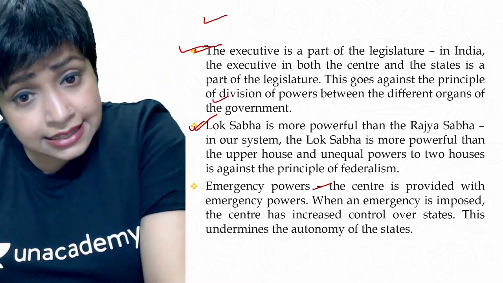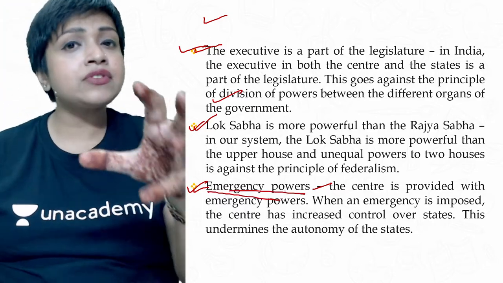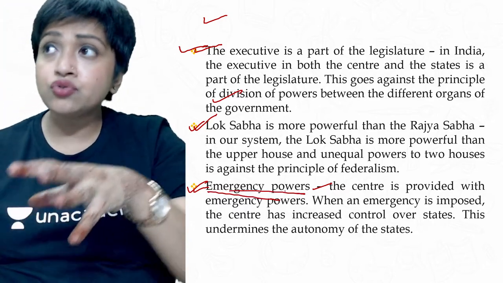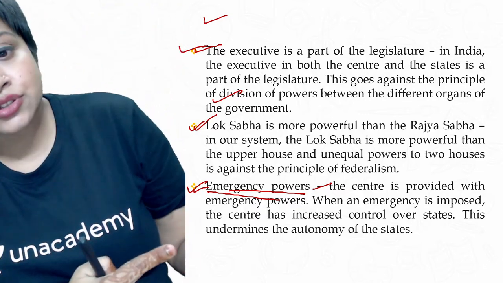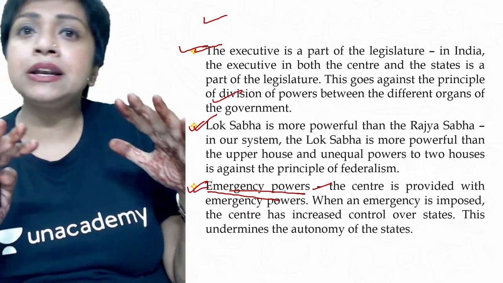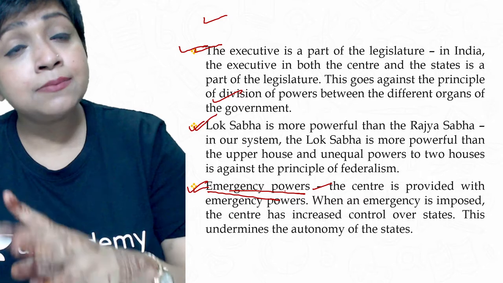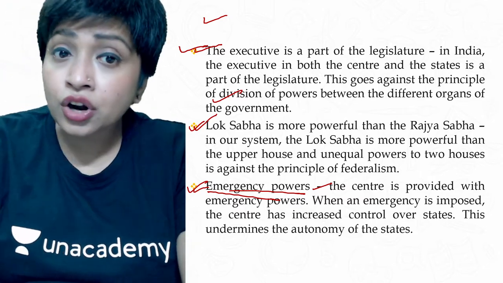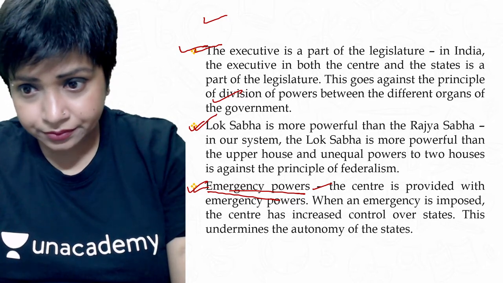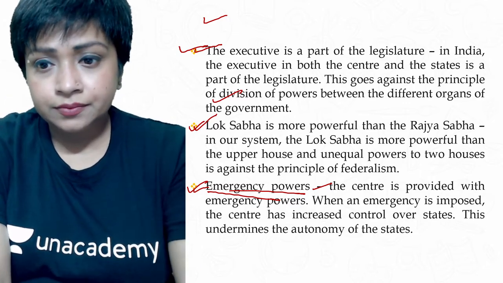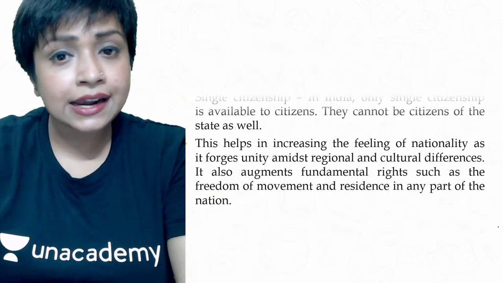Now, next, we have another very important thing, that is the emergency powers. If there is an emergency situation in place, then the entire power shifts into the hands of the union. So, everything can be taken away at that time. Okay, so this is another feature that is completely against the principles of federalism, correct? Okay, so let's move ahead.